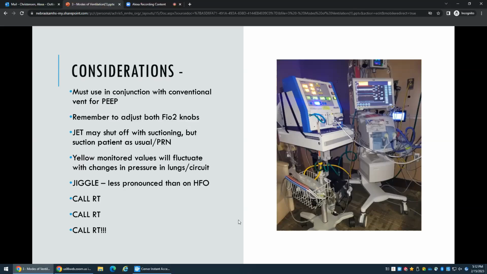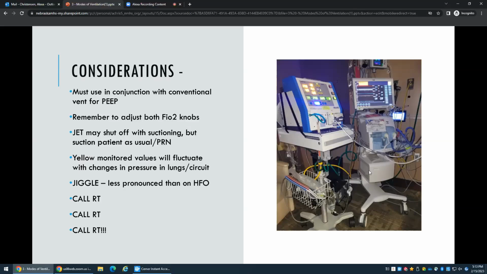Remember to adjust both FiO2 knobs. So this ventilator is giving oxygen, and this ventilator is giving oxygen, and so you have to adjust. If you're going to increase your oxygen or decrease it, you have to do both. So you're going to increase your oxygen on your Draeger or your Avea, and then you're going to increase your oxygen here on this little gray box at the bottom of your blender.